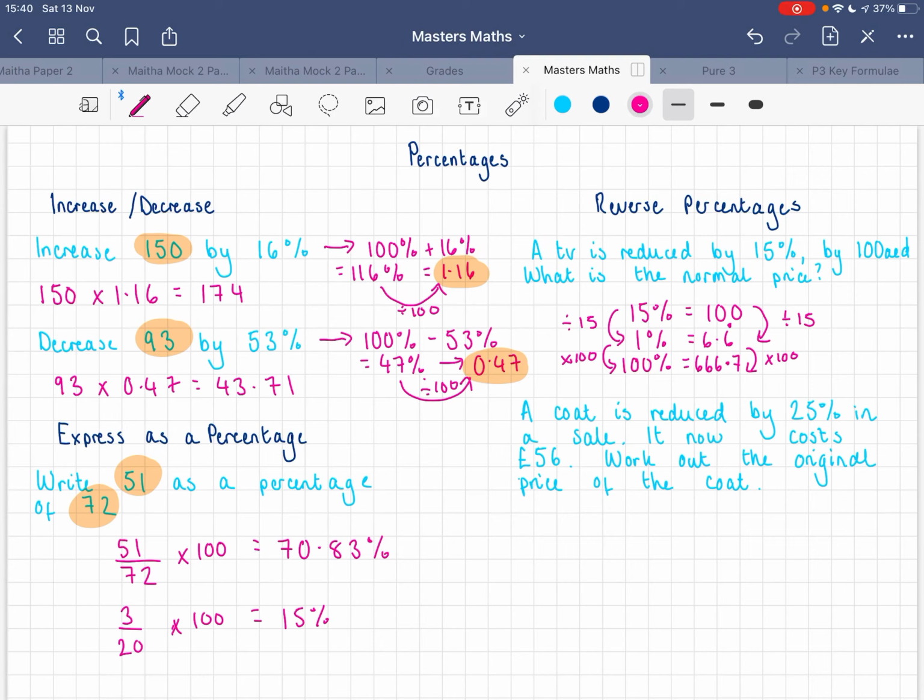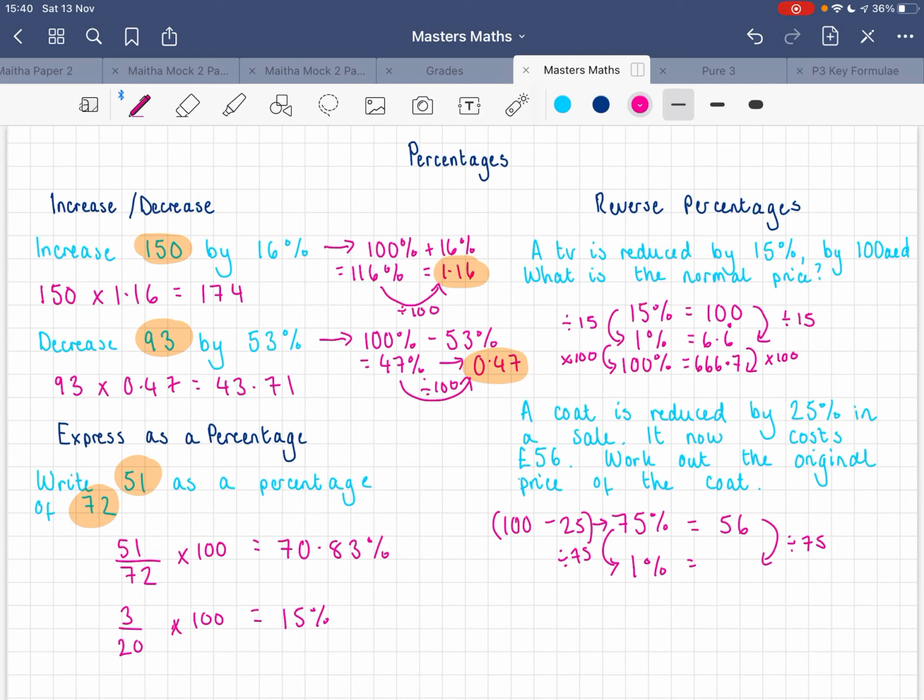We know it's been reduced by 25%, which means we've taken 25% away from the original 100. That means we are left with 75%. Okay, so that's come from 100%, take away 25, gives us 75%. And that is equal to the new sale price of the coat, which is £56. I'm going to divide by 75 to find 1%. 56 divided by 75 as well.